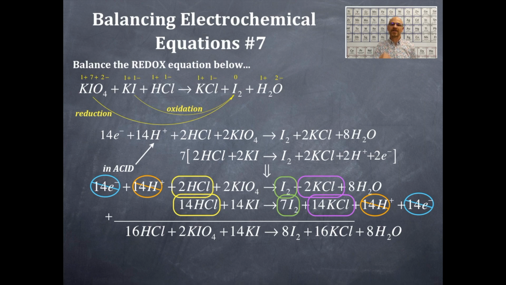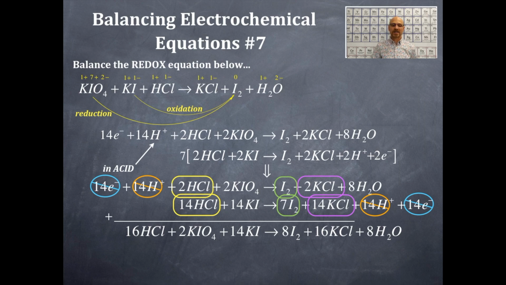Now again, this is your check, and this is critical, and you got to make sure that you do this check every single time. If you don't do this check, then you're really not completing the problem. So let's make sure that we have everything balanced. On the reactant side, we have 16 hydrogens. Okay, on the product side, we have 8 times 2, that's 16 hydrogens.